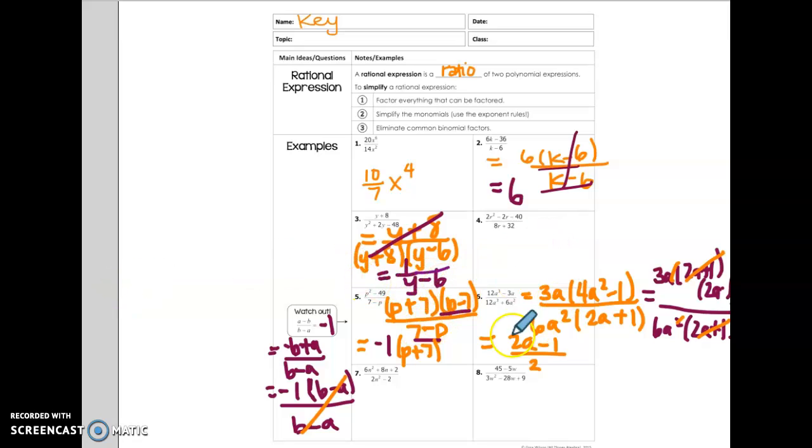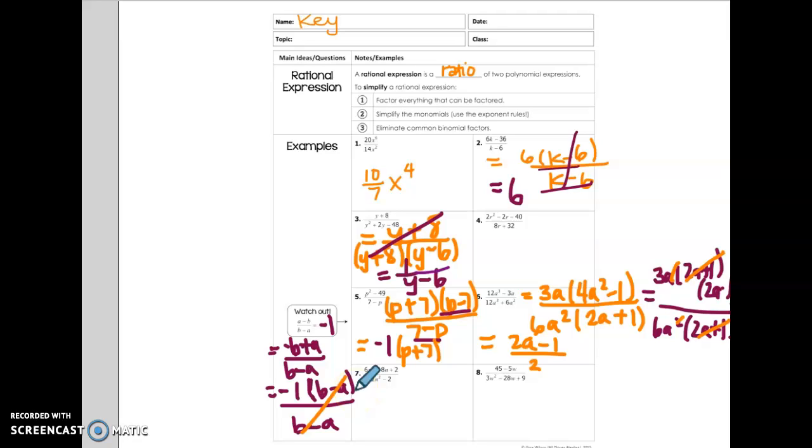Okay, and then I left a couple of them blank, but one thing I want you to see, they're saying watch out, a minus b over b minus a actually equals negative 1. So I kind of went through the math here to show you. If I switch the order in the numerator, it would be negative b plus a. Okay, and then if I take out a negative 1, that gives me negative 1 in front of b minus a, right? So then we'd have a common factor. So you want to notice those types of things.